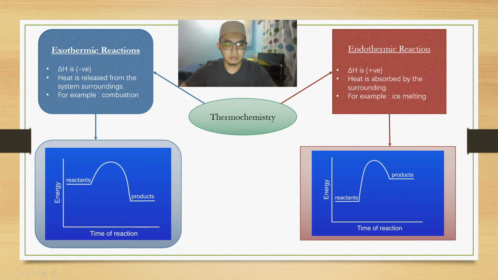And for an exothermic reaction, delta H is negative, which means that heat is released from the system to the surroundings, for example combustion. Over here is the graph for the endothermic reaction, where the heat is absorbed and then released. And for the exothermic, the energy is released.